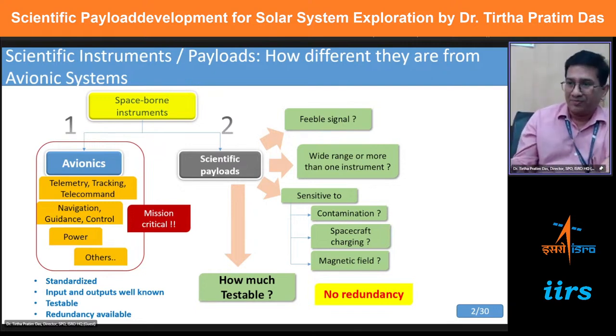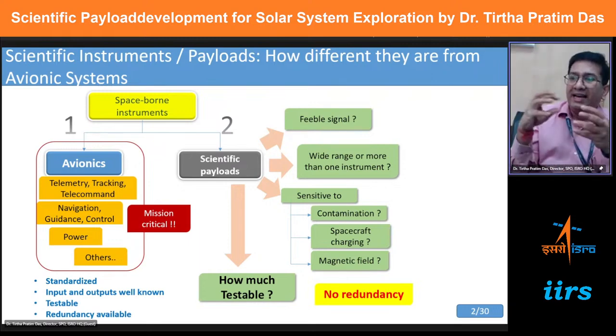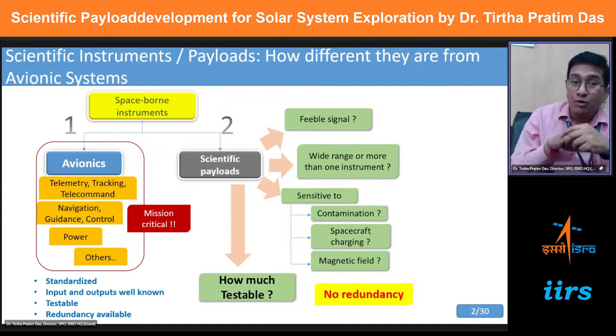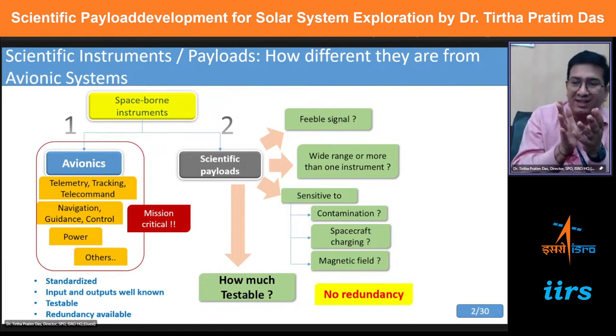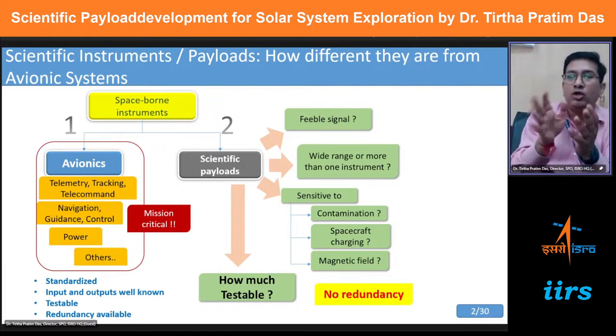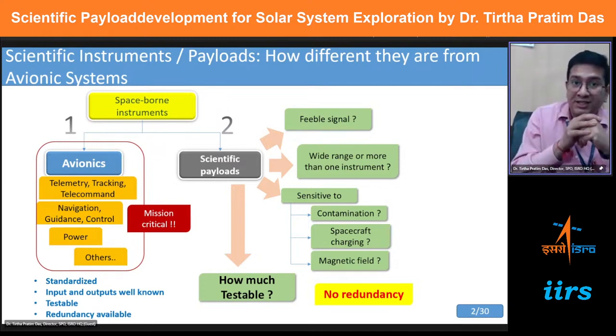So what are those? One is scientific payloads may subject it to a situation where the signal they have to measure is very feeble, unlike the avionic systems. Or it may so happen that it is supposed to measure a wide range of inputs. At that point, you will start thinking whether one instrument is sufficient, or whether I will break the requirements into 2-3 instruments. Such a big range, if you have to cater, one payload may not be sufficient. So that is another kind of thought process which goes into the building of scientific instruments.